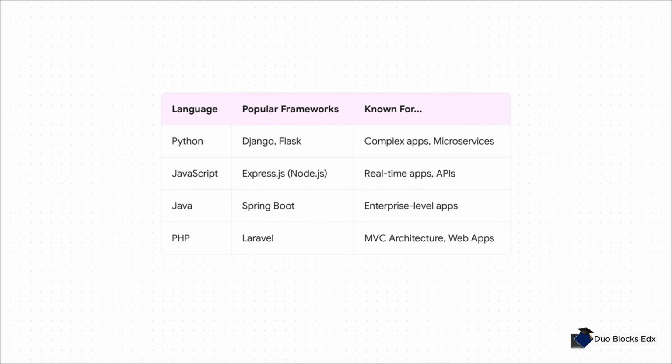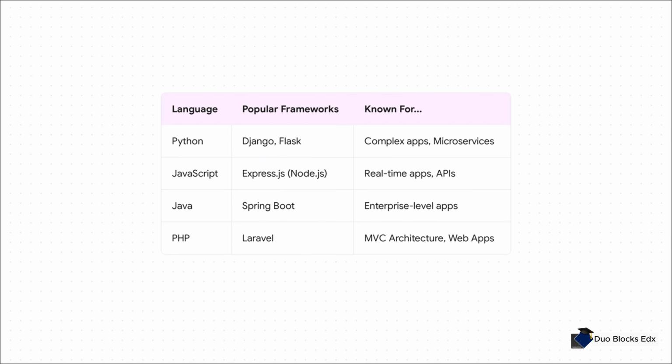Then there's JavaScript. With Node.js, you can actually use JavaScript on the back end, which is awesome for full-stack developers. Frameworks like Express are amazing for real-time applications. Now, if you're building something huge, like for a big corporation that needs to be super stable, Java with Spring Boot is a classic choice.